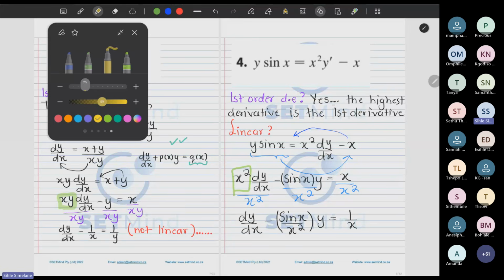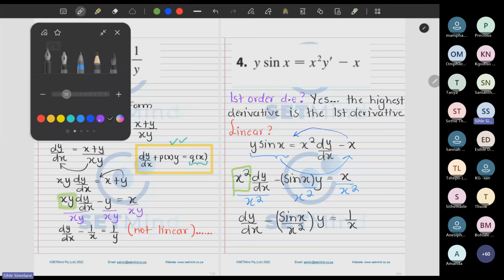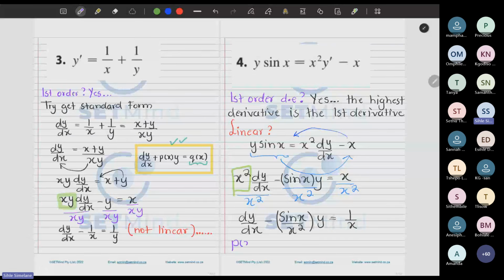Is this a linear differential equation or not? If you believe it is linear, give me a thumbs up. And if you think it is not linear, then give me a thumbs down. Okay, so when we look at the standard form, it looks like these things, they match. Okay, while we are on this, I need one of you guys to give me what is going to be our P of X equal to.